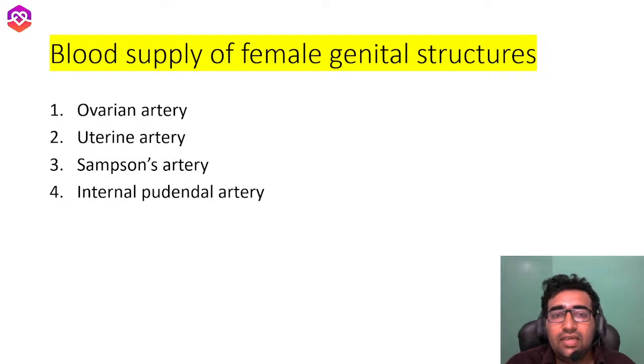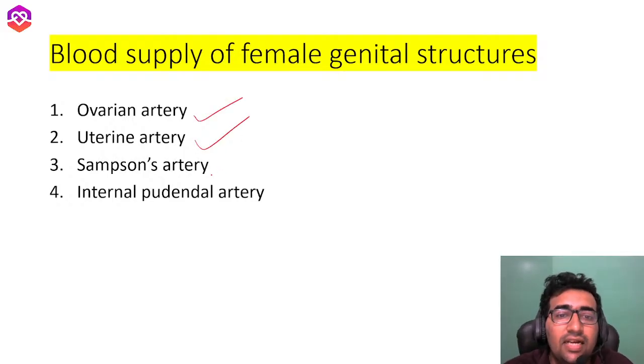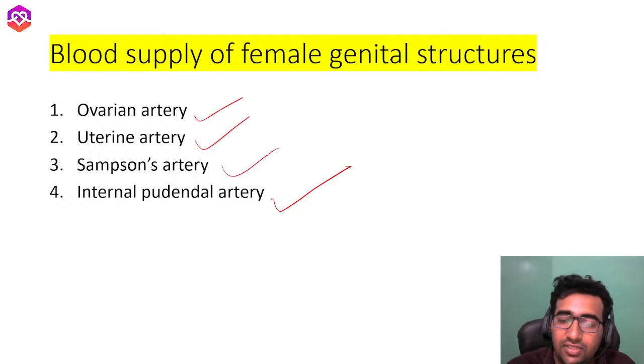Now I am telling some complicated things. Blood supply, I am making it a symbol. Blood supply of the female genital structures. You have the ovarian artery to supply the ovary, the uterine artery to supply the uterus, and two other arteries also. To supply the lower part of the vagina, there is the internal pudendal artery and a special artery, Samson's artery, is also there. You have to study these four arteries.